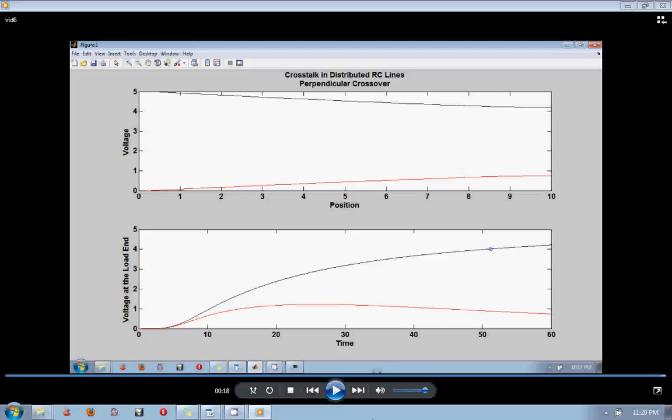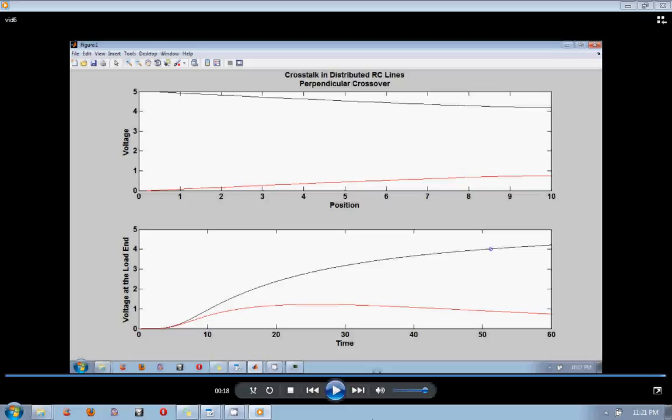When the crossover was near the driving end, the voltage could easily be dissipated by the undriven line. When the crossover was near the load end, the voltage had to dissipate through the entire length of the undriven line to reach ground. This lingering voltage increased the effective capacitance for the driven line, making it take longer to reach the threshold. Well, that's all I have.